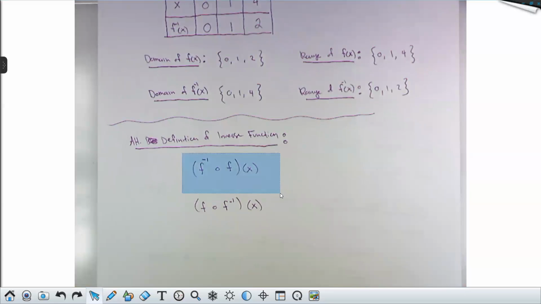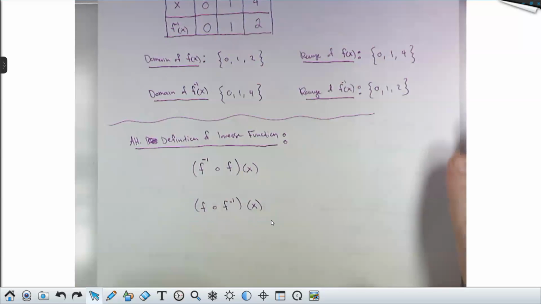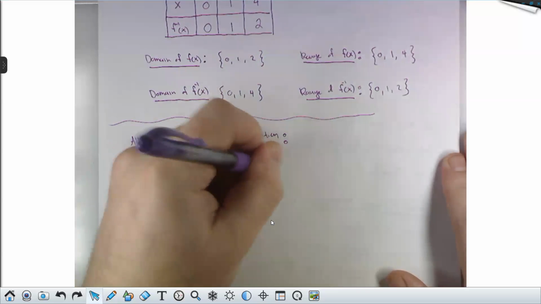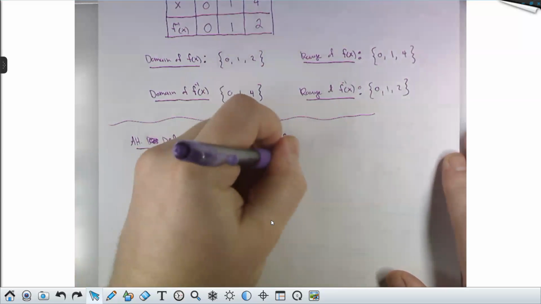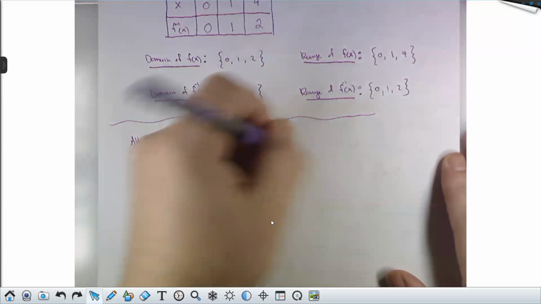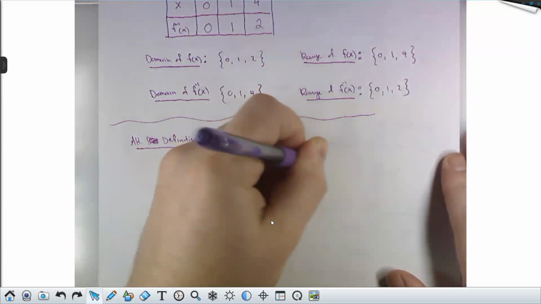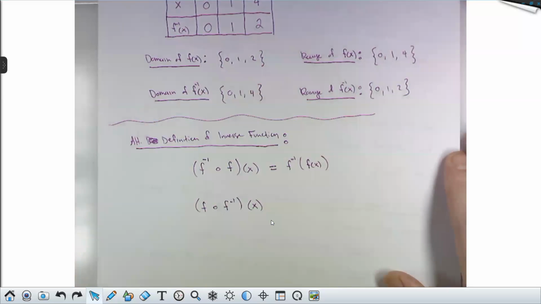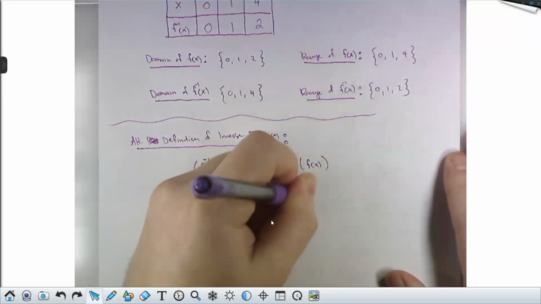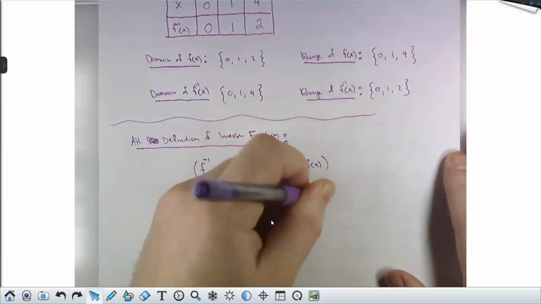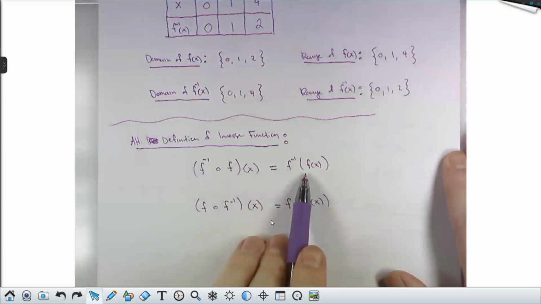And the first step to figuring out what anything like this is, as we said many times in class last week, is to write down what this means. This would be f inverse of f of x. And this one would be f of f inverse of x. I want to focus on the top.